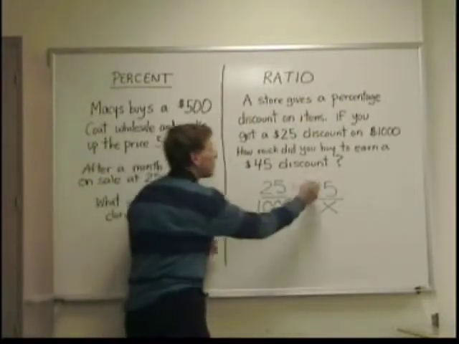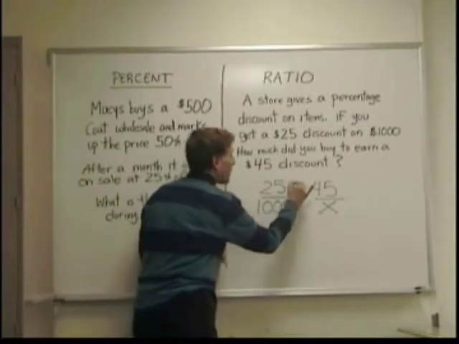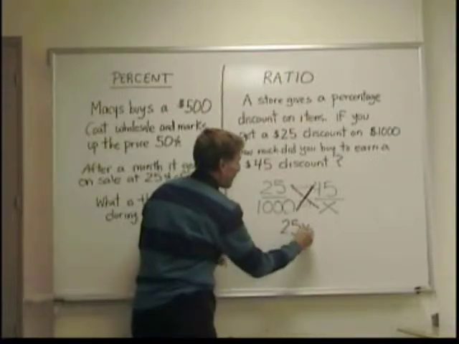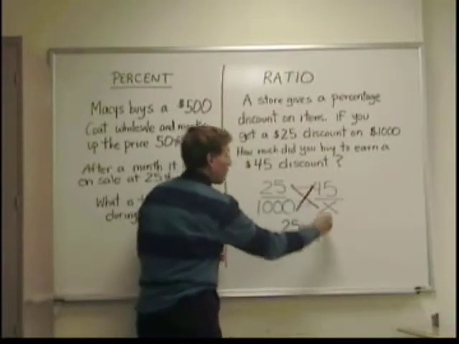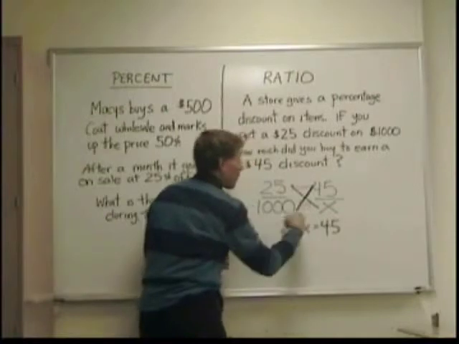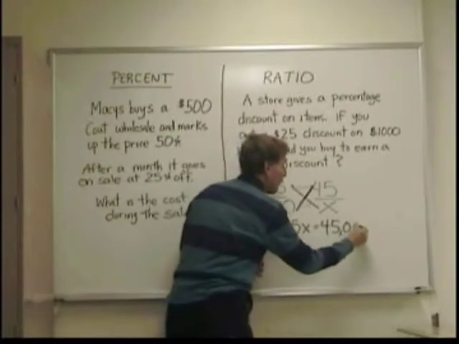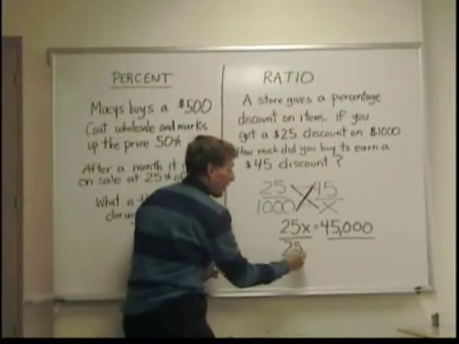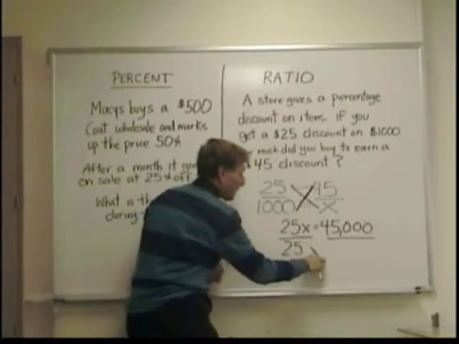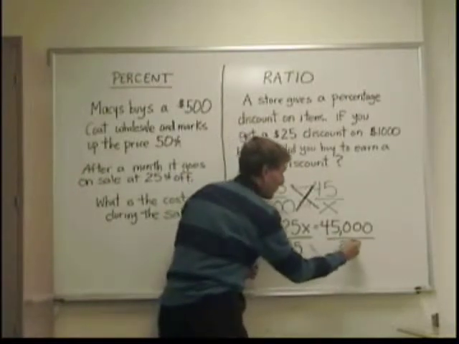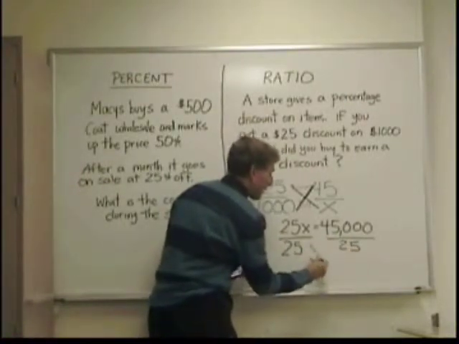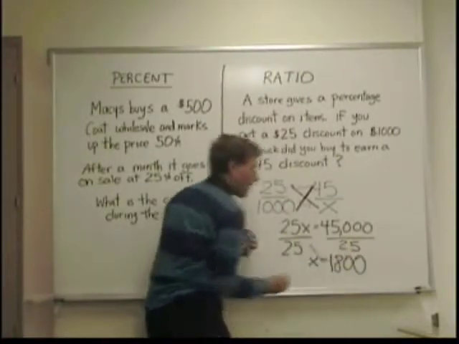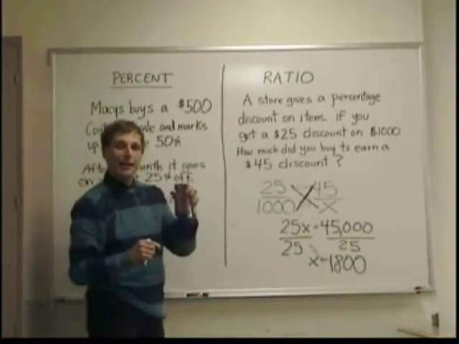Then I cross multiply, and I'll have 25X equals 45,000 if I multiply 1,000 times 45. I divide both sides by 25 to get X by itself, and I end up with X equals 1,800. Okay, I did the calculation on a calculator.